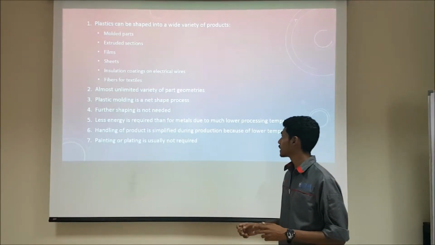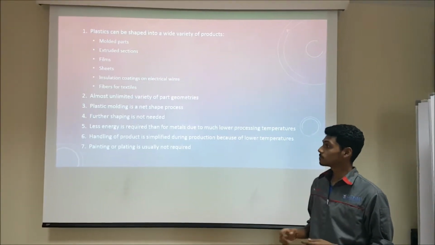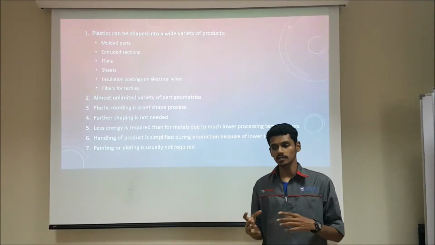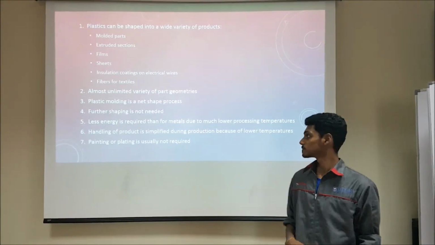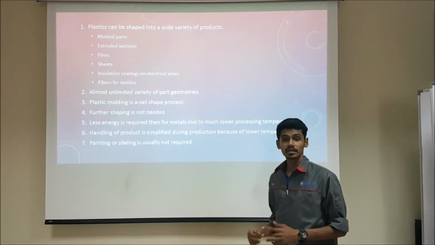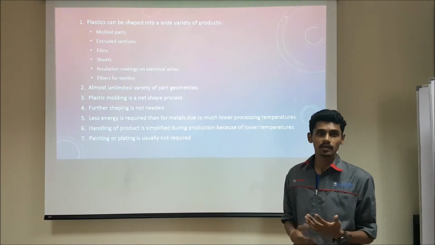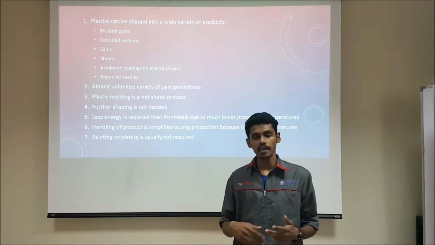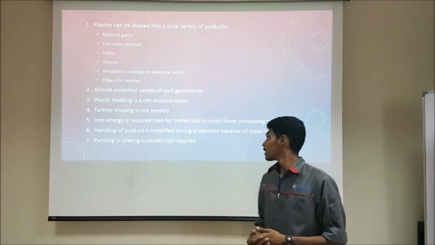Plastic molding is a net shape process. Plastic molding is a shaping process where we can shape the plastic into our desired shapes. Further shaping is not needed. Once the shaping is done, we don't have to carry out another process like with metal.